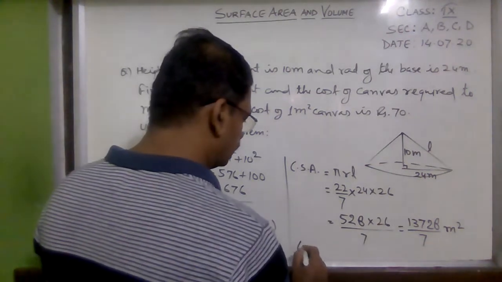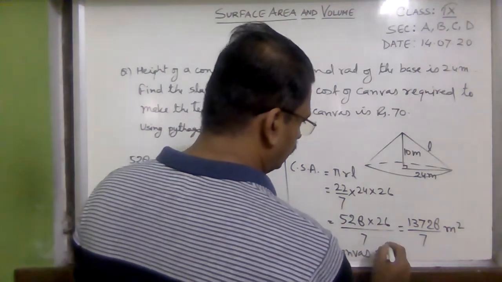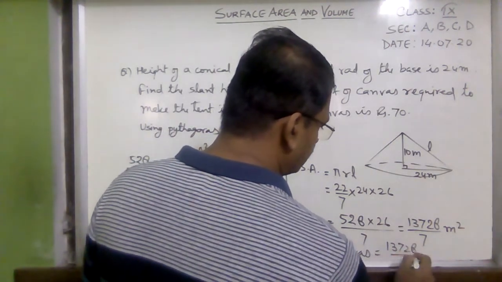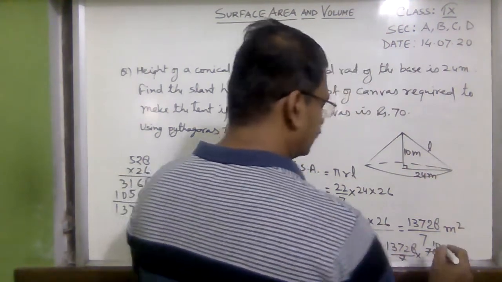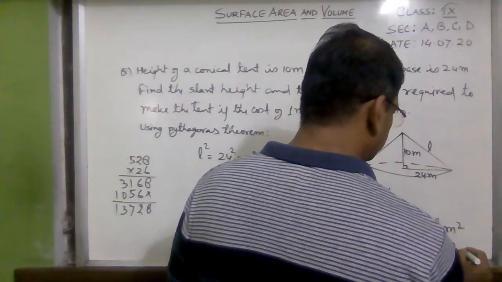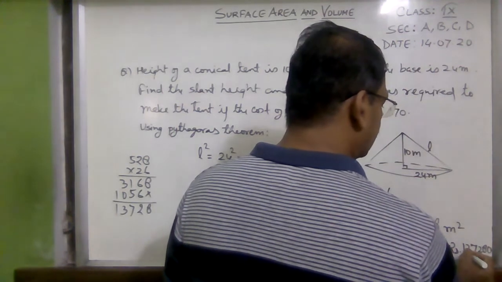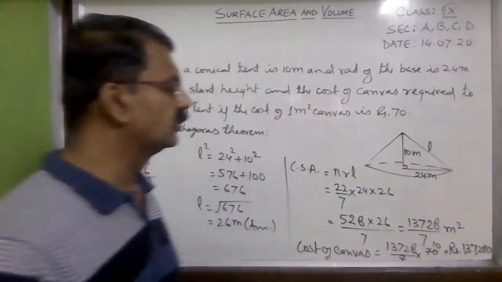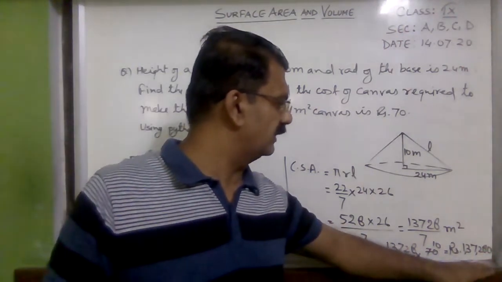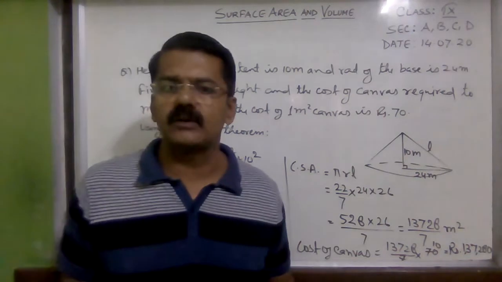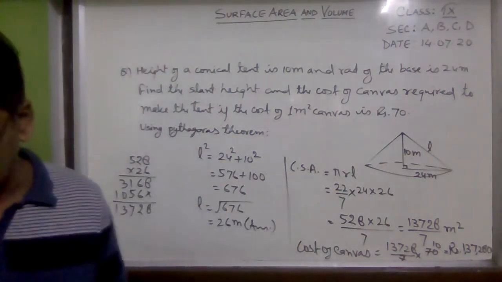So cost of canvas is equal to 13728 upon 7 multiplied by 70. So 7 is cancelled with 70, leaving 10 here. So the answer will be rupees 1,37,280. That is your answer. The cost of the canvas required will be 1,37,280. Okay. Now we will do the next question.